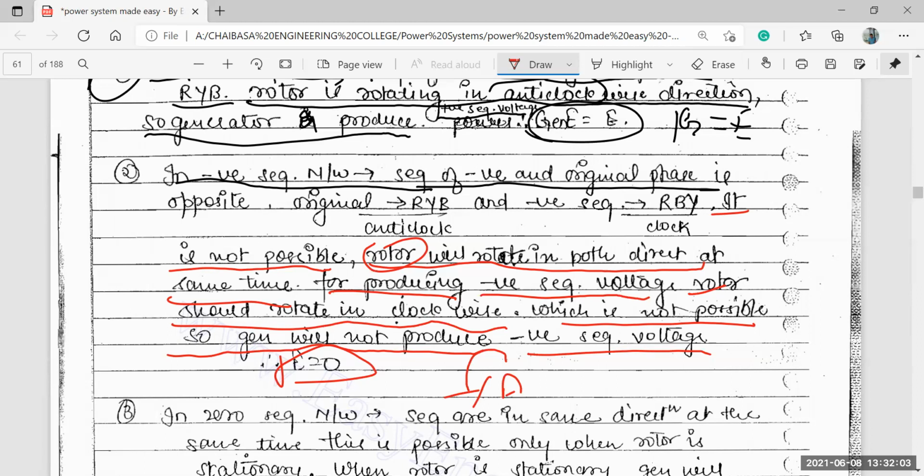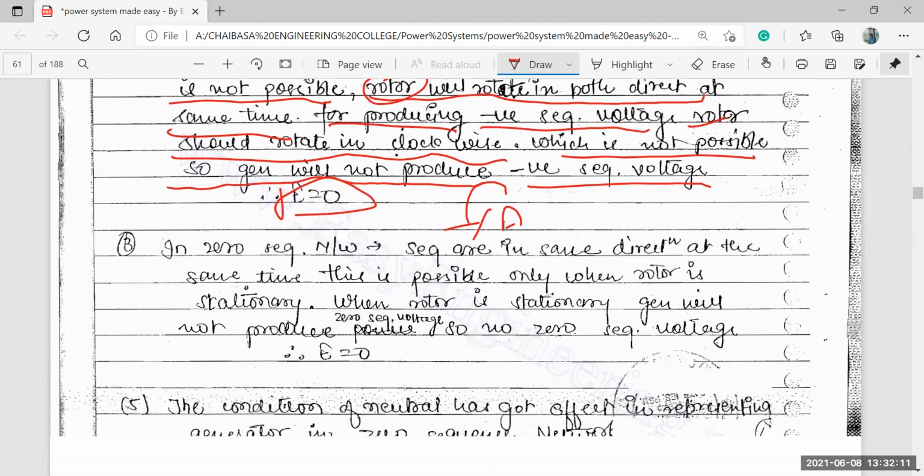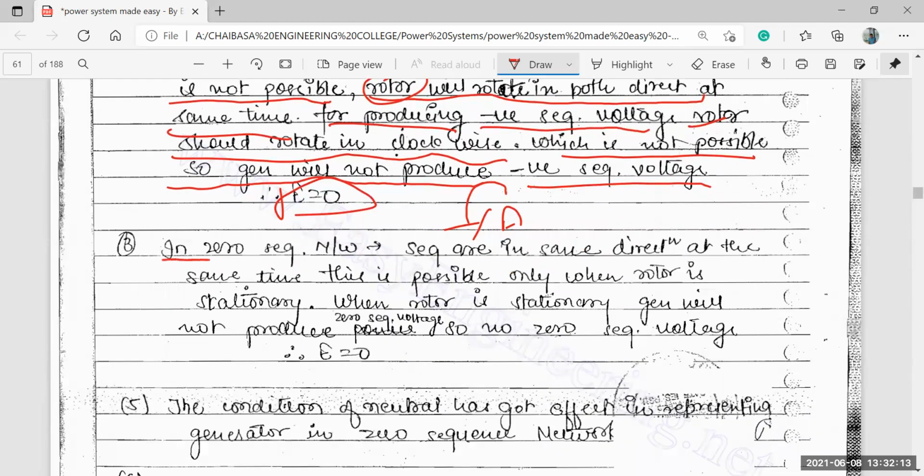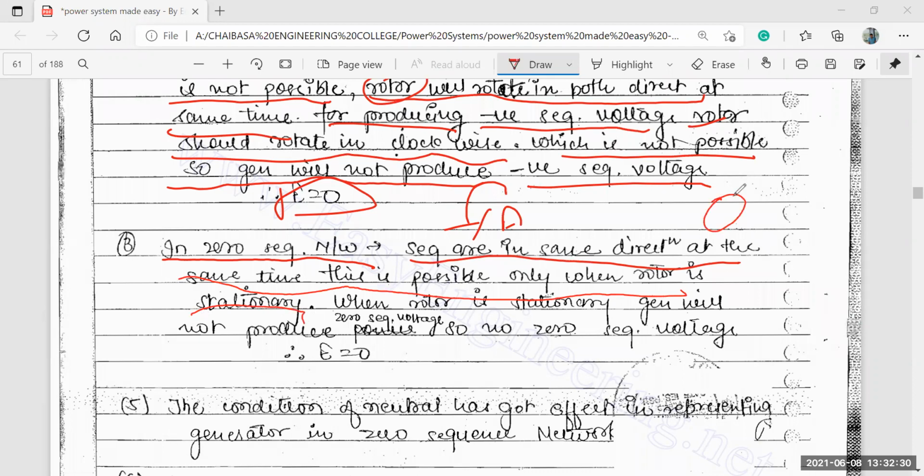Okay, so it has to rotate in the clockwise direction, which is not possible. So the generator will not produce a negative sequence component. Now the main thing in the zero sequence network: the sequence components are in the same direction at the same time. This is possible only when the rotor is stationary, which means the rotor is not moving.